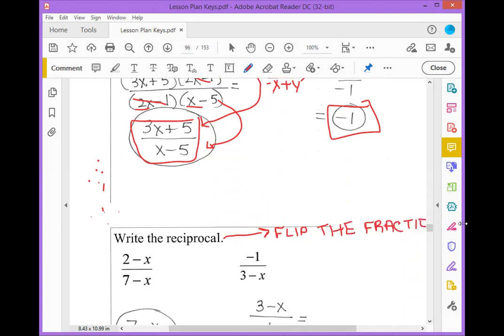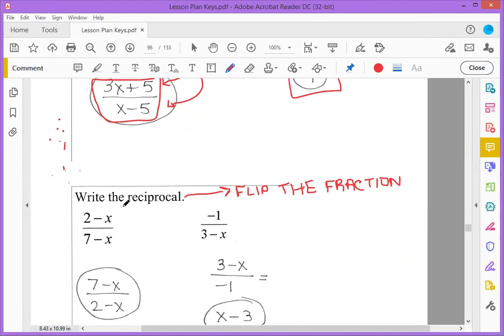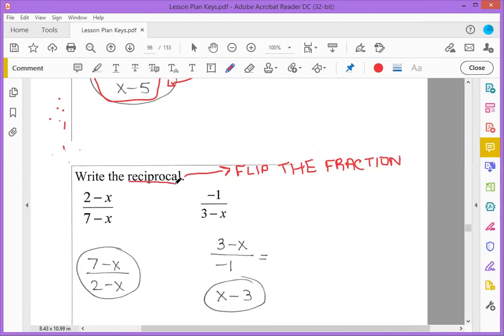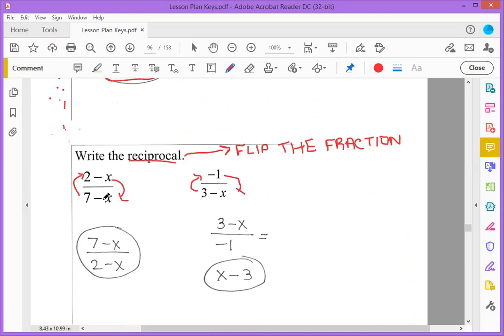All right, in these next two examples, we're asked to find the reciprocal, and make a note. If you don't remember what that word reciprocal means, that just means flip the fraction. You're going to move the terms in the denominator to the numerator and the terms in the numerator to the denominator. So for this first example, our reciprocal is going to be 7 minus x divided by 2 minus x. And the second example, 3 minus x divided by negative 1.